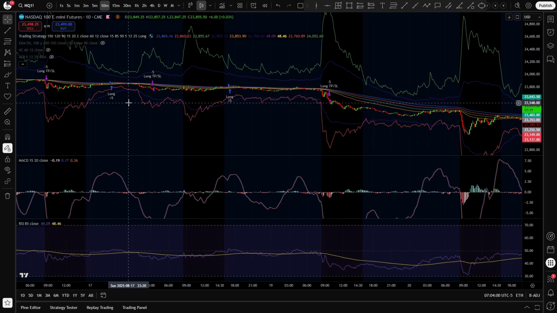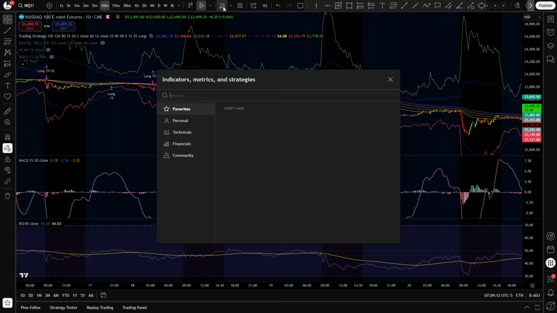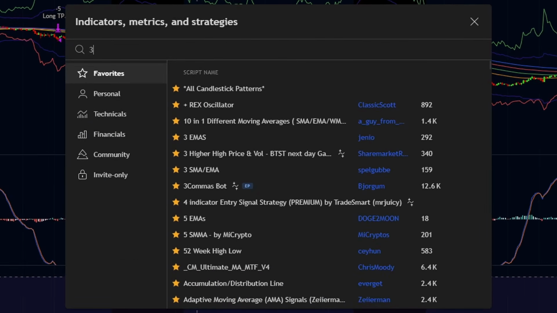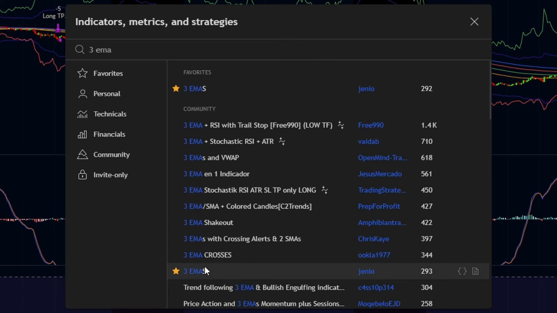Now let's set the indicators that are needed for this strategy one by one. Then I will show you the exact parameter settings that we need to use, and the entry and exit rules. Open up the Indicators tab and first type in 3 EMA. Add this indicator by Genio. This one includes 3 different moving averages, so you don't have to add 3 separate exponential moving averages. This has all 3 in one.